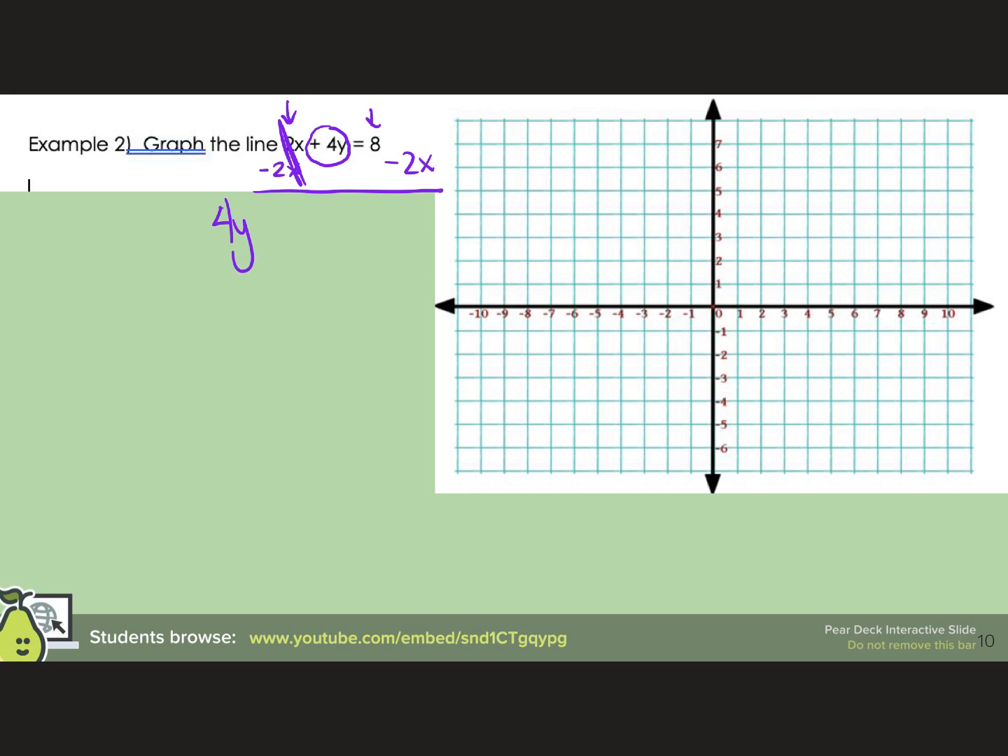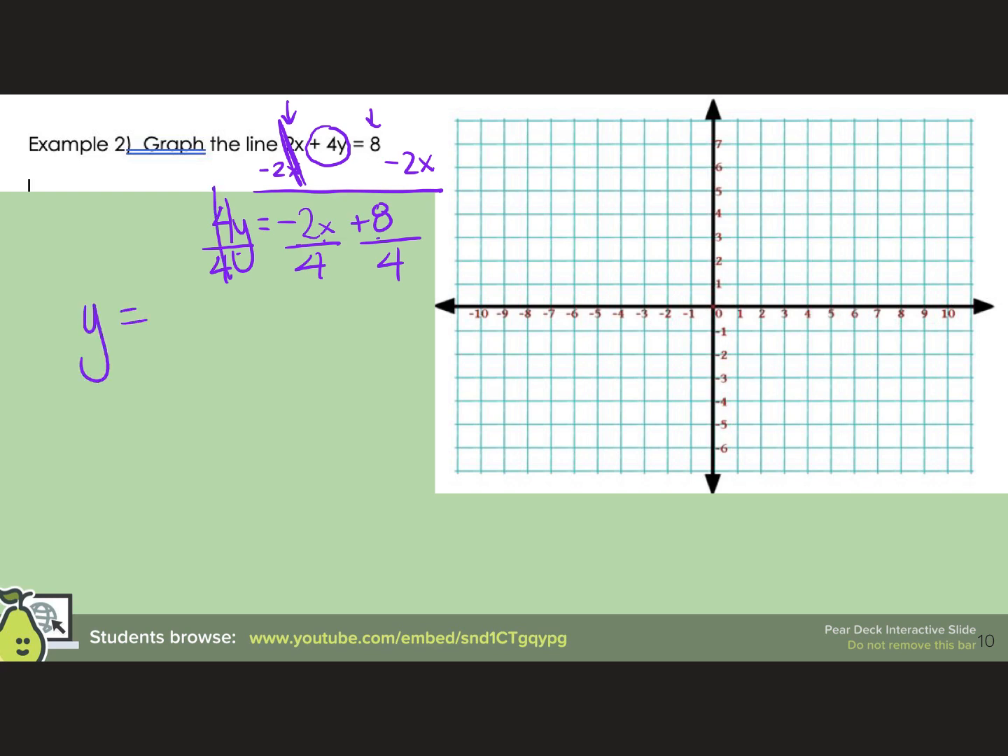So the 4y comes first, then the negative 2x, then the positive 8, because we need this in y equals mx plus b form, okay? Now, the y still isn't by itself. Don't forget and think you're done. Now you've got to get rid of the 4. You're going to divide every single thing in this equation by 4.